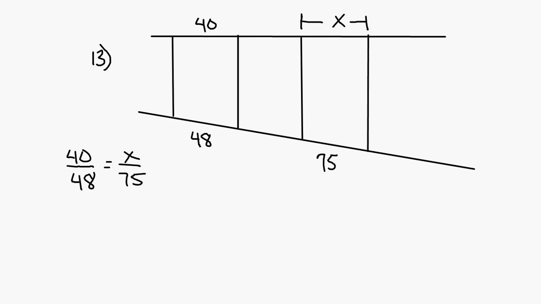Crisscross multiply. So 48x equals 40 times 75, 3,000. Divide both sides by 48. And x equals 62.5.